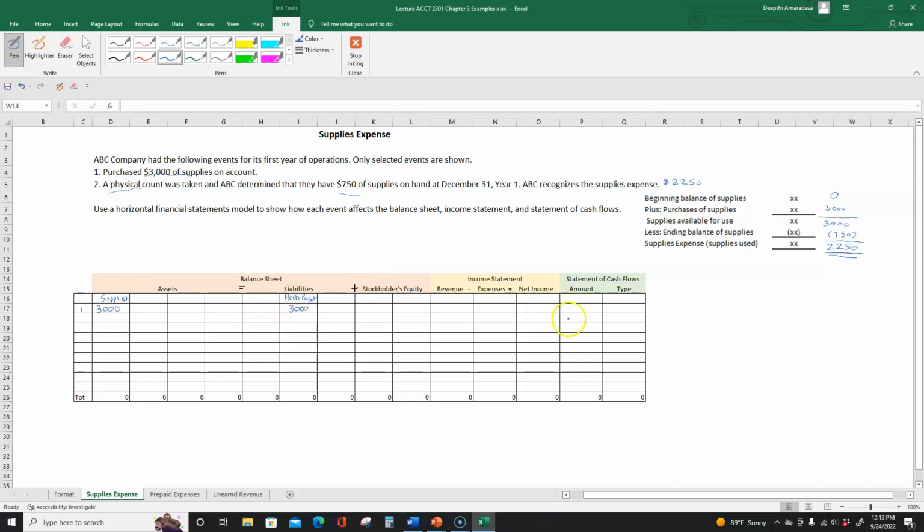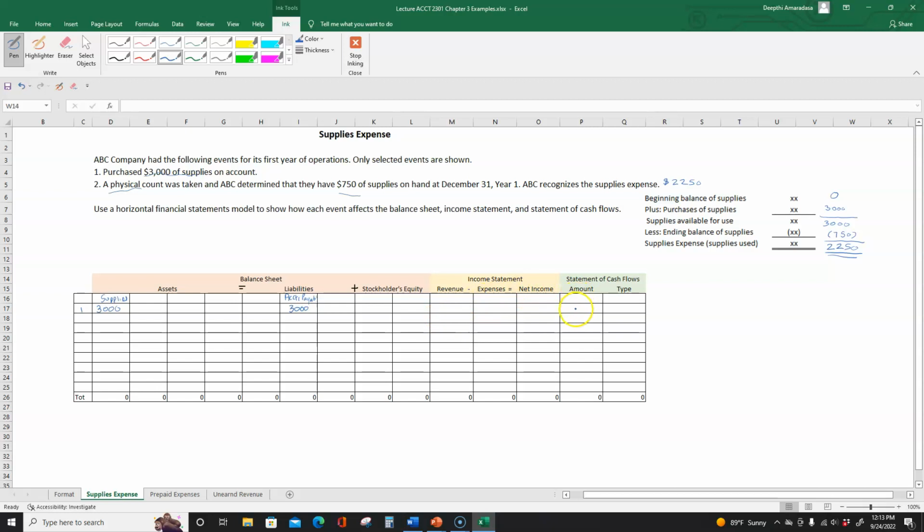Now let's look at the income statement. Is the income statement affected by this transaction? No, because we did not have any revenues or expenses. The income statement is only affected by revenues and expenses. Supplies will become an expense when they're used, but they're not used. We just purchased them. So therefore, the income statement is not affected by this transaction.